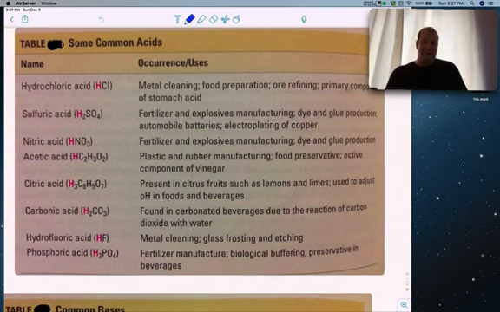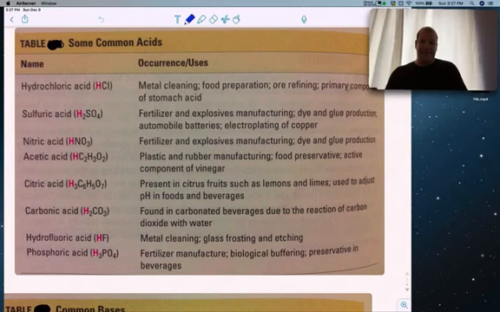Acetic acid is the primary component of vinegar. It's used for many things, like food preservative. Citric acid is used in food. It's already in limes and lemons, and can be used as a buffer. Sodium citrate can adjust the pH of things. Carbonic acid is in carbonated soda, and we use it in our own bodies. It's how we take carbon dioxide to our lungs to exhale.